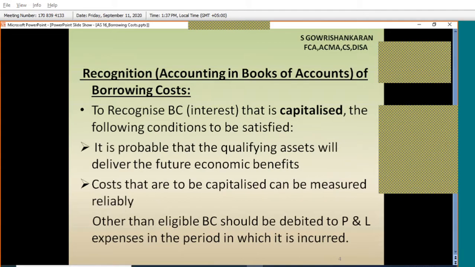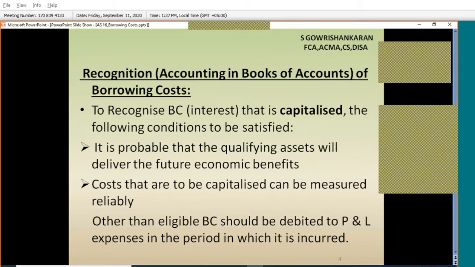Second point: costs that are to be capitalized can be measured reliably. This point is about actually having paid some interest. Actually I should have borrowed the money and actually paid the interest. That is called cost to be measured reliably. Reliably means how much you paid. Where is the proof? Where is the loan agreement? Show me your bank statement. If I paid 1 lakh, where is the proof? It is available in my bank statement. That is called measured reliably.